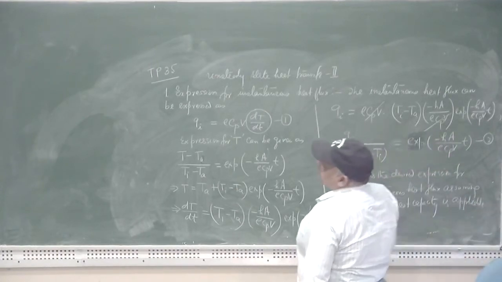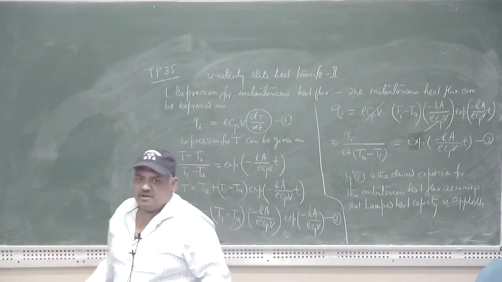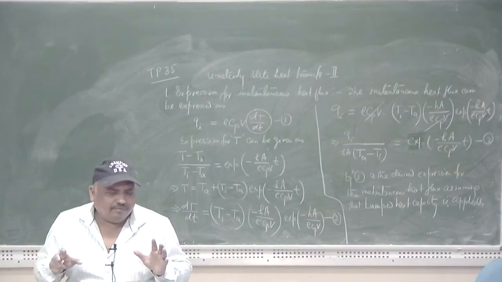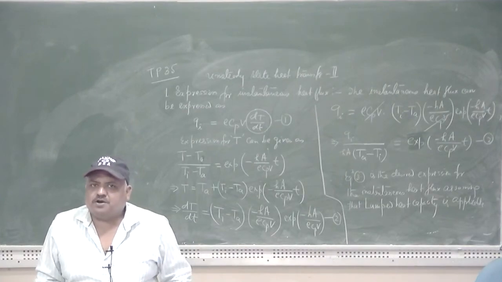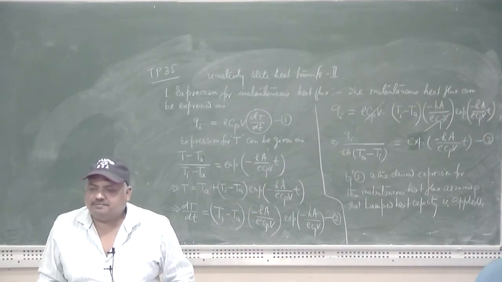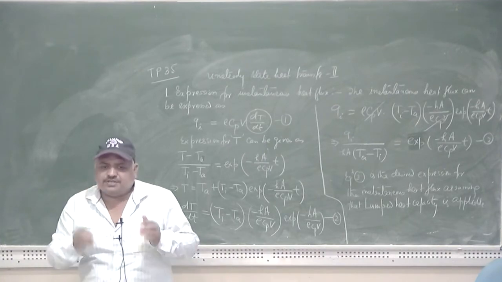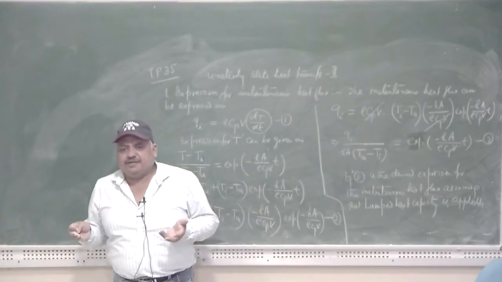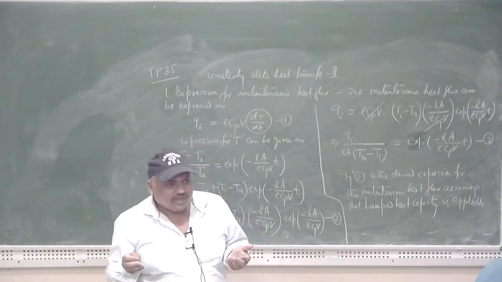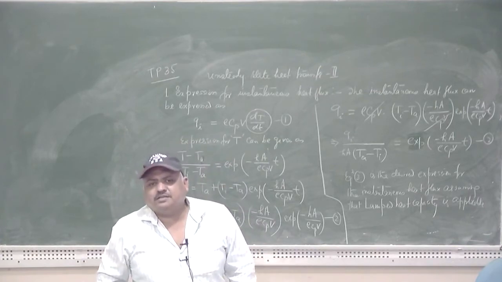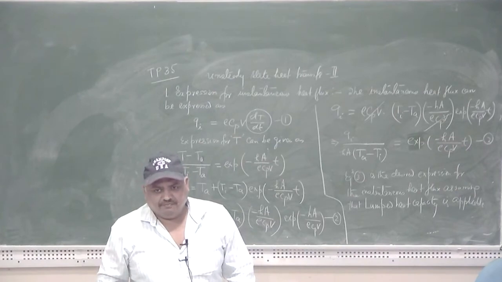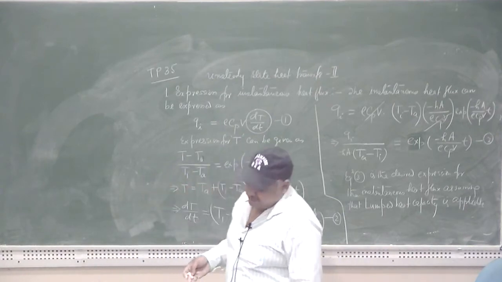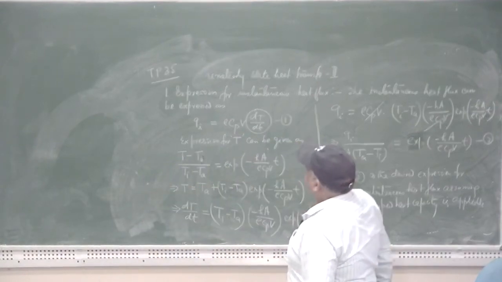So, mind it, this expression holds for the cases where it is validated that the Biot number for that body is much lesser than 0.1. That means the size of the system is as small as possible, and also the convective heat transfer coefficient is much lesser as compared to the thermal conductivity of the material from which that body has been made. So, this is the expression for the instantaneous heat flux.